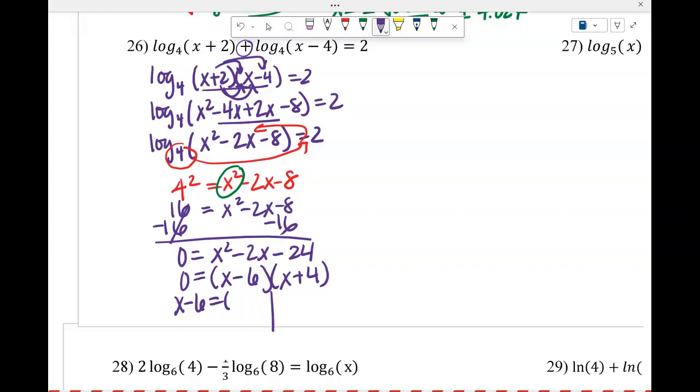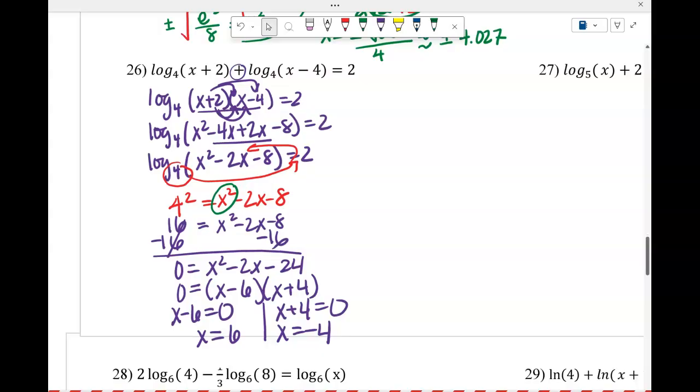X minus 6 equals 0. X plus 4 equals 0. Your two x values are x equal to 6 and x equal to negative 4. Now, before I rush to box it up, I have to plug it back in to make sure that it doesn't give me a log of a negative expression, right? So I have to plug it back in here and in here.